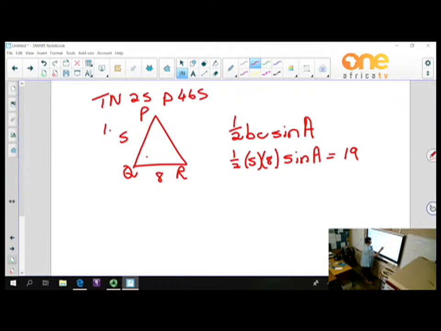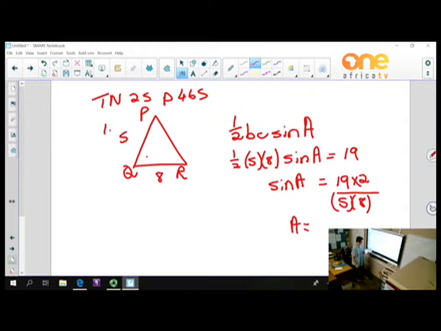So it will then be sine A. We do opposite operations. Here you divide by 2, so there you will times with 2. Here we will divide with 5 times 8. And eventually we will say second function sine that value then there. And I got 71.8 degrees.